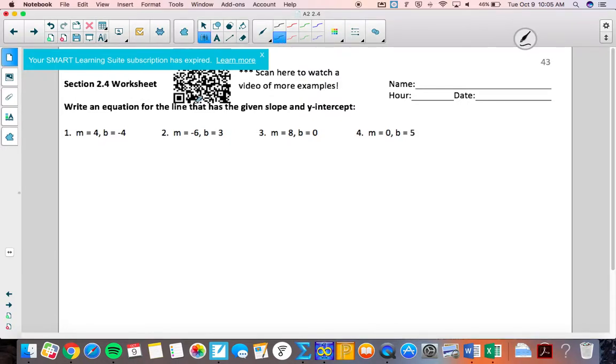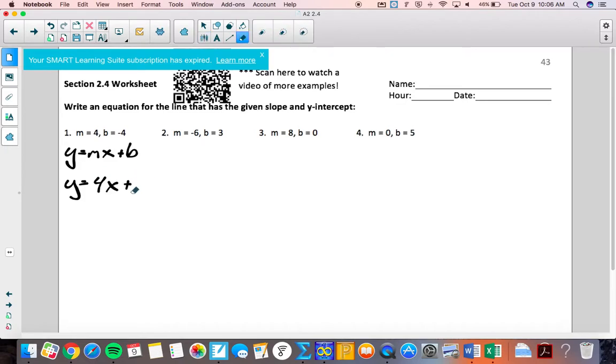Worksheet 2.4 for Algebra 2. Write an equation of a line that has the given slope and y-intercept. So here we have a line that has the slope of 4 and a y-intercept of -4. So I'm going to plug that into my slope-intercept form. Remember, m is the slope and b is the y-intercept. So now I know that y equals 4x plus -4, or -4.